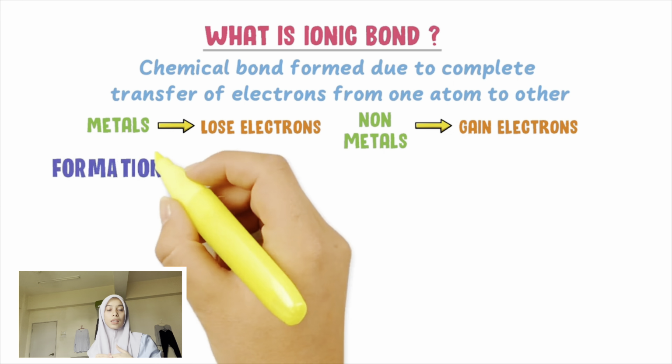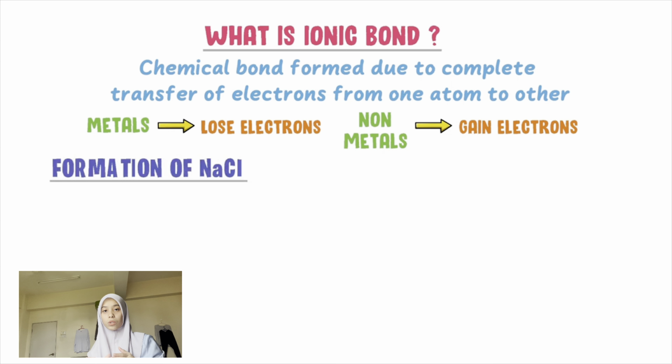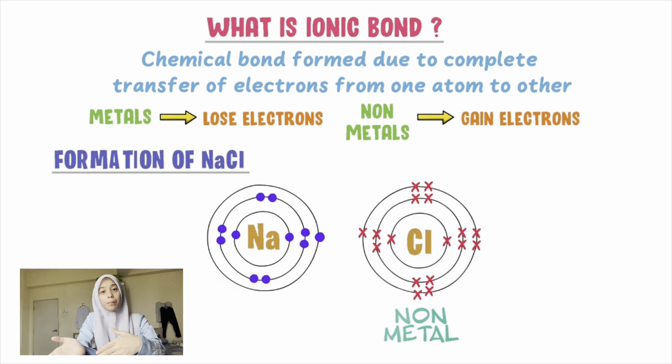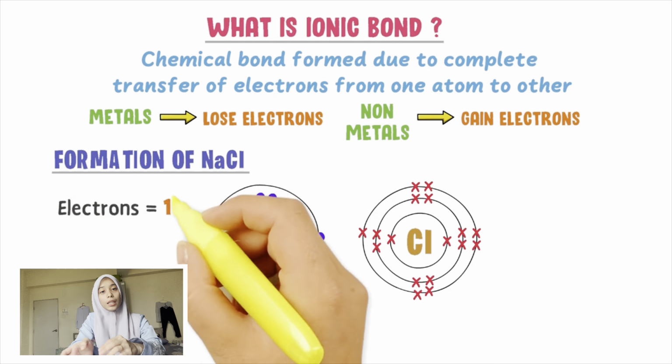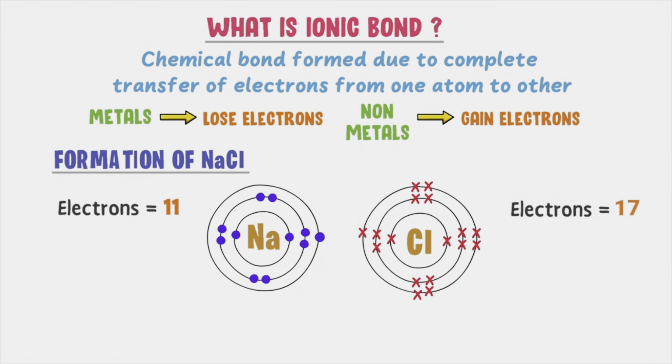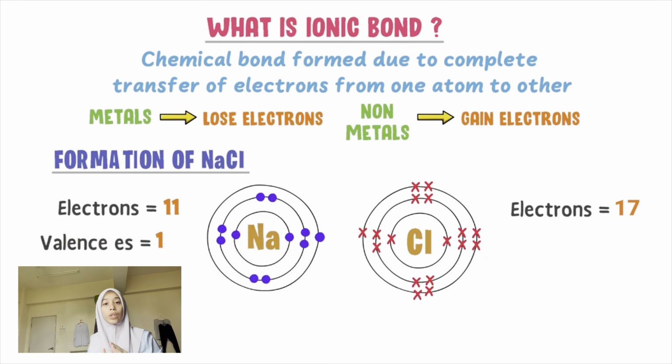As you can see, this is the formation of sodium chloride. Here, sodium is a metal and chlorine is a non-metal. The number of electrons of sodium is 11, while the number of electrons of chlorine is 17. Moreover, sodium has 1 electron in the outer shell, and chlorine has 7 electrons in the outermost shell.